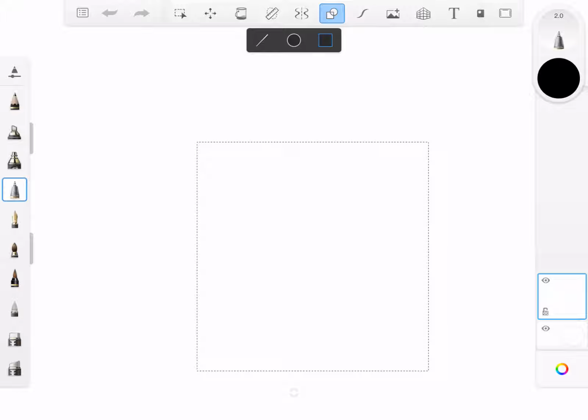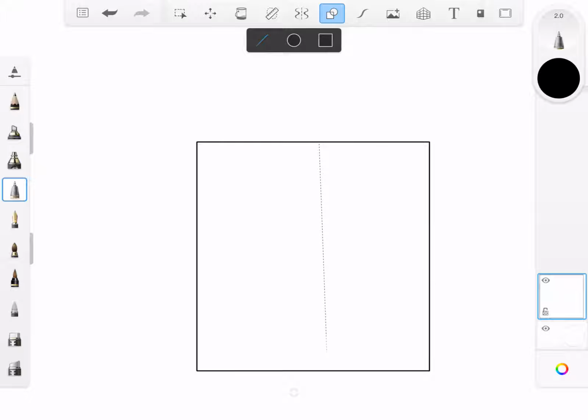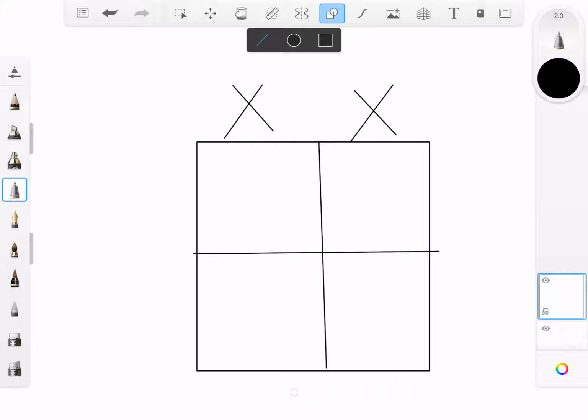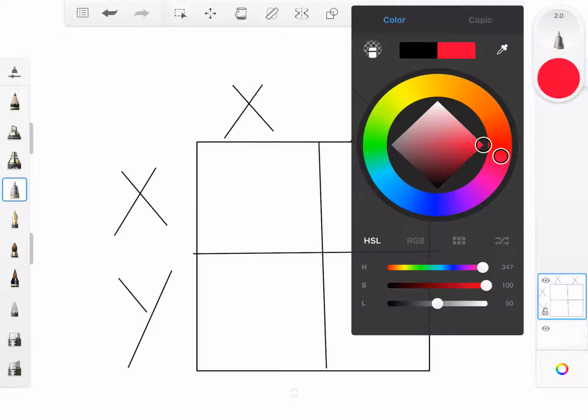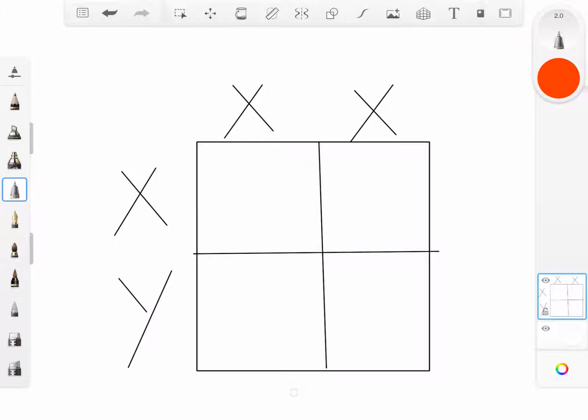So I'm going to draw a square here. We're going to divide it into 4 equal parts. On the top, you put 2 X's for the mother. On the column on the left, you put an X and a Y for the father. You will then read and see what the mother brings to the table, what the father brings to the table.